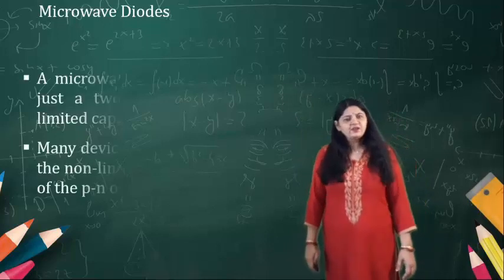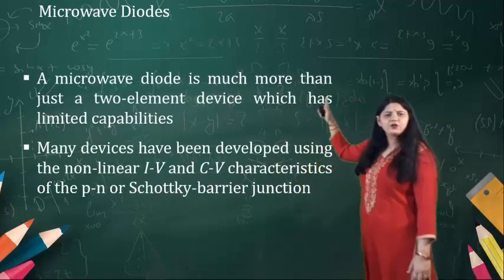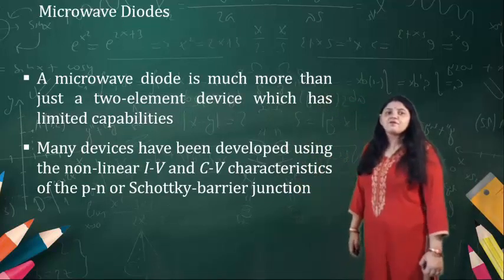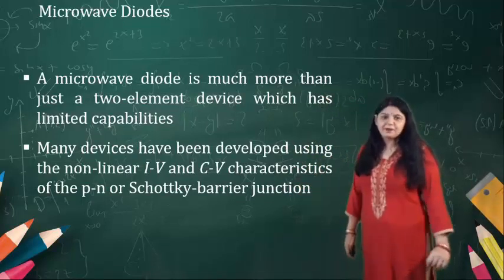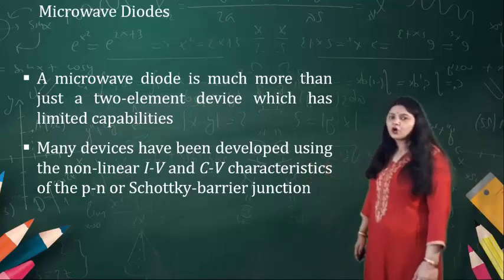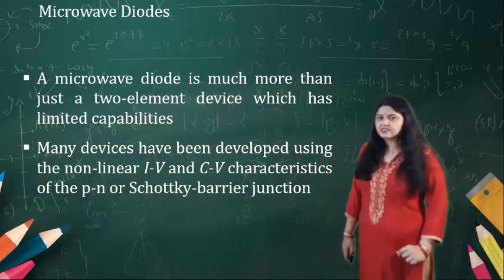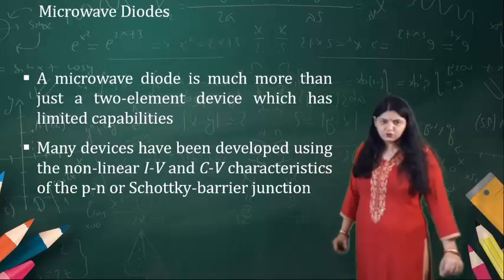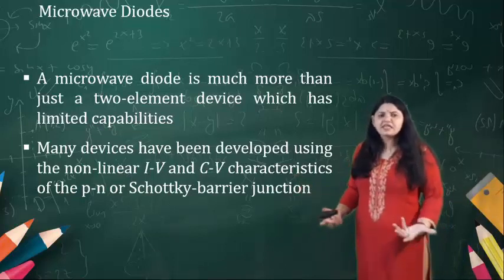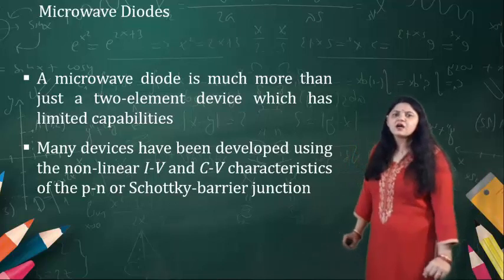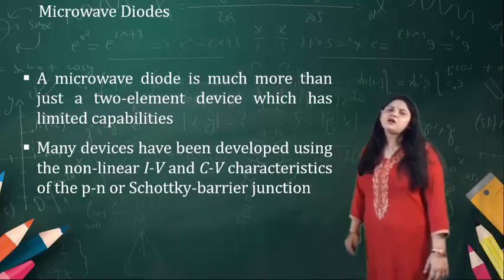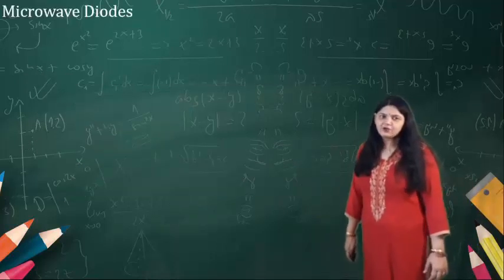Microwave diodes are much more than just a two-element device with limited capabilities. Many devices are developed using the nonlinear IV characteristics, that is the current and voltage characteristics, and the CV characteristics, that is the capacitance versus voltage characteristics, of the PN and the Schottky barrier diode.